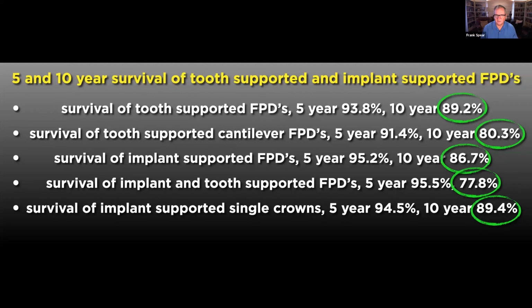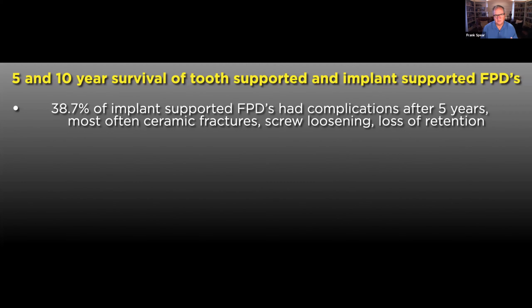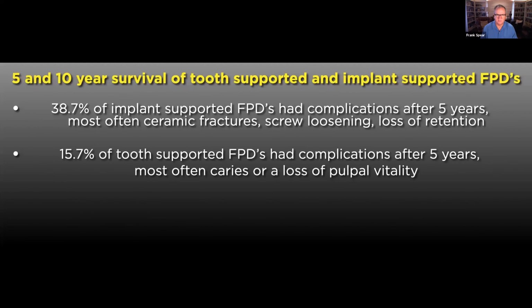And what's interesting, and you can find this in a number of different studies that look at tooth-supported versus implant-supported restorations, is that implant restorations tend to have significantly more maintenance than tooth-supported restorations. What are the most common ones? Porcelain fractures and screw loosening or screw fractures. Those are the most common things that happen with implant-supported FPDs. In this particular study, 38% of these over 5 years had either ceramic fracture or screw loosening, whereas only 15% of the FPDs had complications.